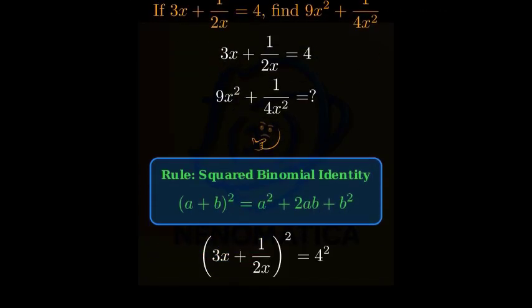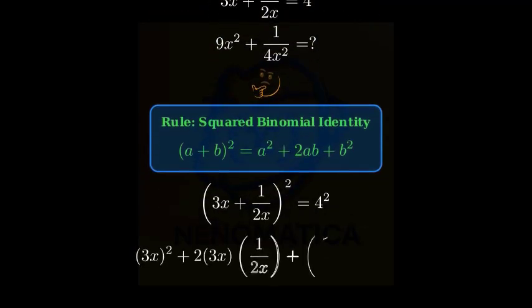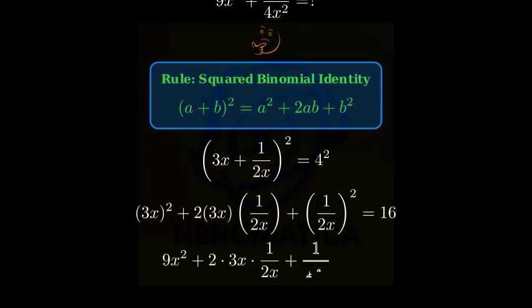Now, we'll expand the left side using the squared binomial identity. If we let a equal 3x and b equal 1 over 2x, then a squared is 9x squared, and b squared is 1 over 4x squared. For the middle term, we have 2 times a times b, which is 2 times 3x times 1 over 2x, which simplifies to 3. Let's simplify the middle term.